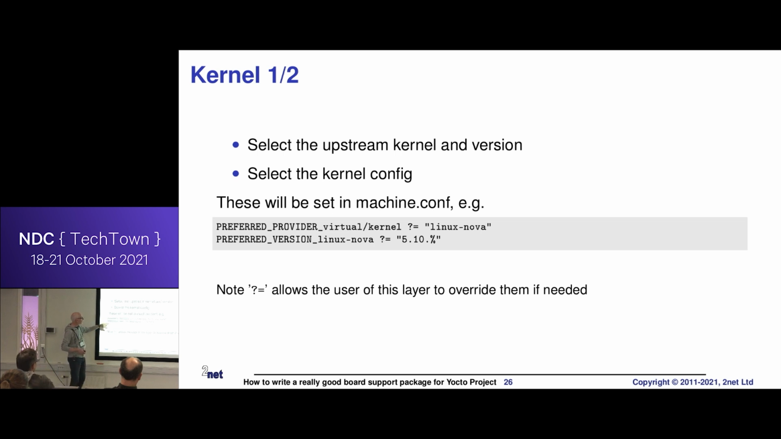And so with preferred provider, I can also give a version number. So maybe there are several versions of linux-nova, and I specifically want the 5.10 version. Notice that I'm using a question mark equals for the assignment here, because somebody can override that with a BSP in a higher level layer. So somebody may come along and use my BSP, say, well, the BSP is great, but we really want to use 5.14 or whatever the latest version might be at the time.